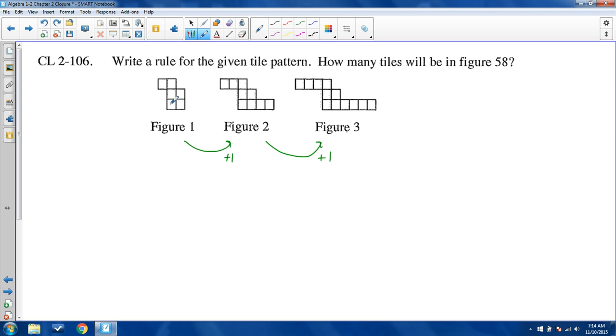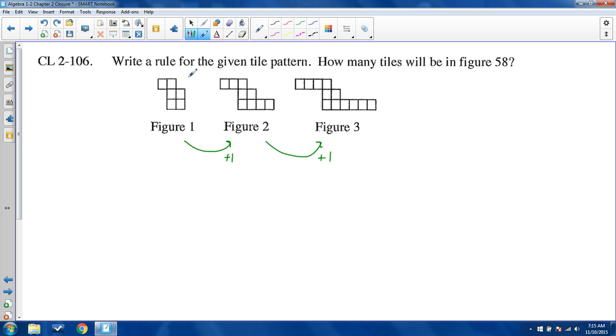So what happens from figure 1 to figure 2 is it looks like you increase 2 tiles this way and you increase 1 tile this way. And this pattern continues from figure 2 to figure 3. You increase 1 tile here and 2 tiles here. So let's find out how many tiles are in figure 1. 1, 2, 3, 4, 5, 6. I know 2 has 3 more than 1, so that has 9. Figure 3 is 3 more than 2, so it has 12.